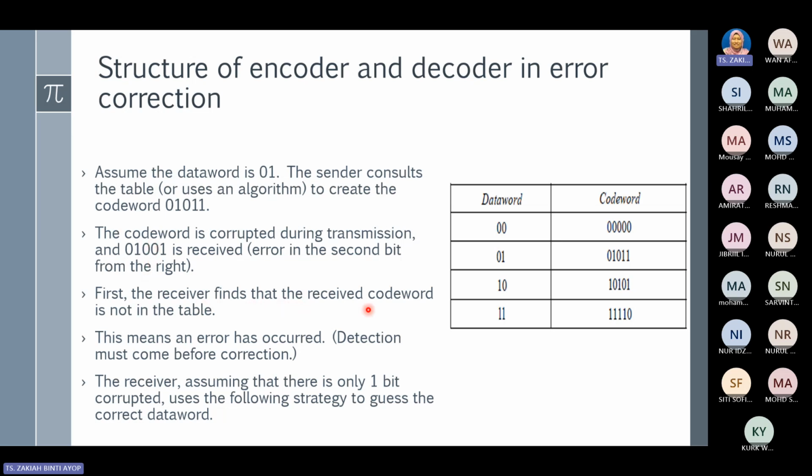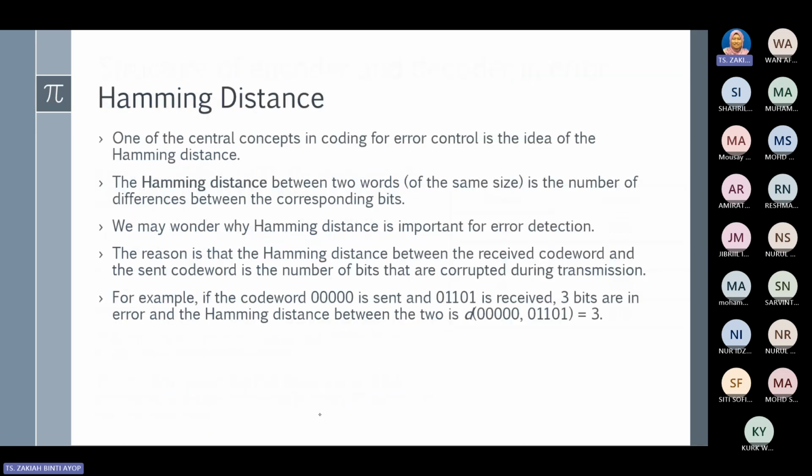First, the receiver looks at the code word 01001. There is no 01001 in the code word table, so what it received is not in the table, which means an error occurred. So detection must come first before correction. Then the receiver, assuming that only 1 bit is corrupted, will use the following strategy to guess the correct data word. The strategy is using Hamming distance.